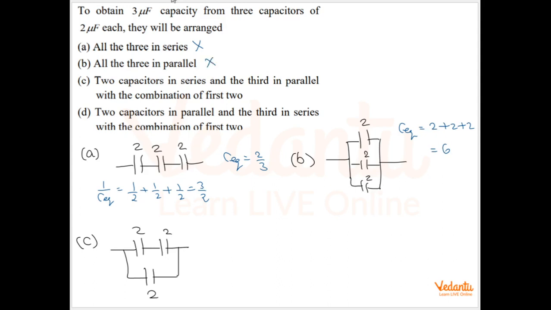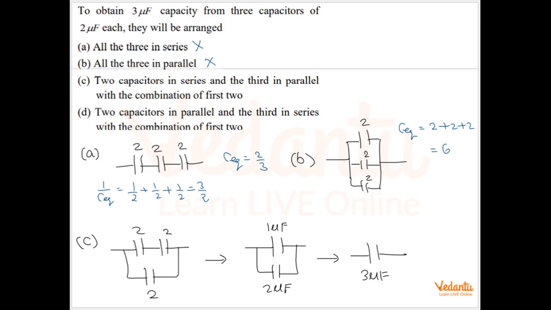For option C beta, what you will do is first you will simplify this 2 and 2 in series beta. That will just become 1 microfarad. And then, my dear bacha log, you can calculate the equivalent. That will come out as 3 microfarad. If you see, in this option C, C equivalent is equal to 3 microfarad. So that will be the correct answer. You can check for option D now beta. You don't need to, because option C will be the answer.